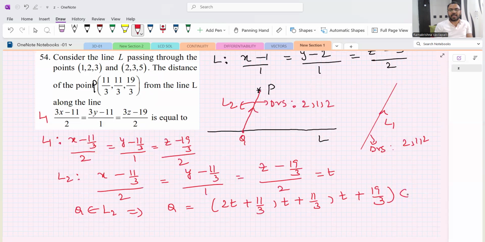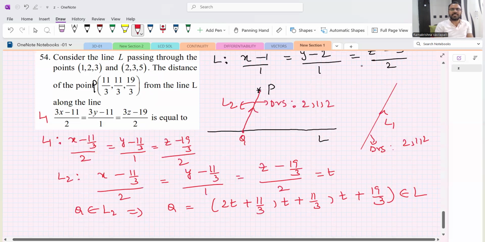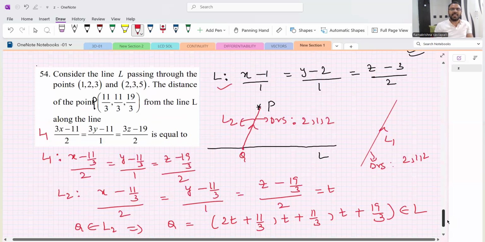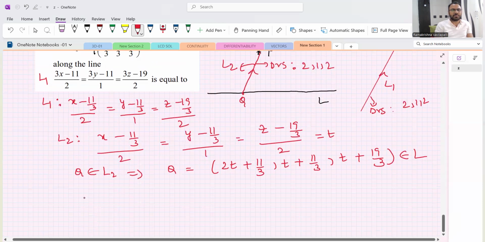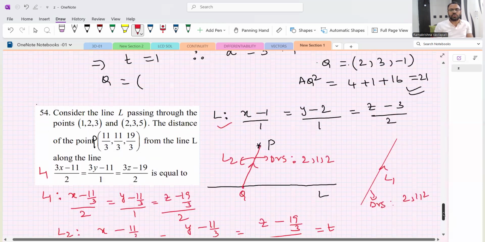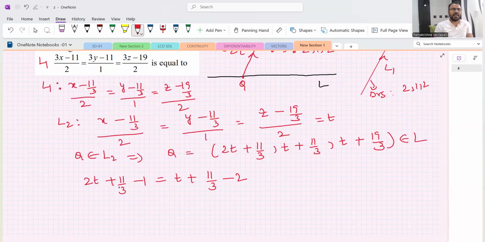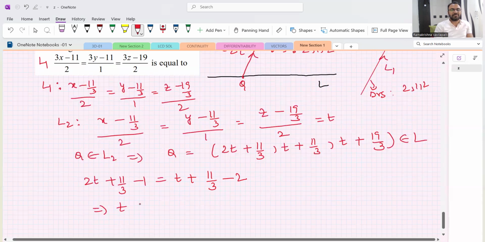It also lies on line L. So therefore, this is the line L. Substitute these coordinates in that line L: (x minus 1), so 2t plus 11 by 3 minus 1 is equal to (y minus 2), so t plus 11 by 3 minus 2. Right? I think this is enough to find out the value of t. So this implies t is equal to, you will get minus 1.